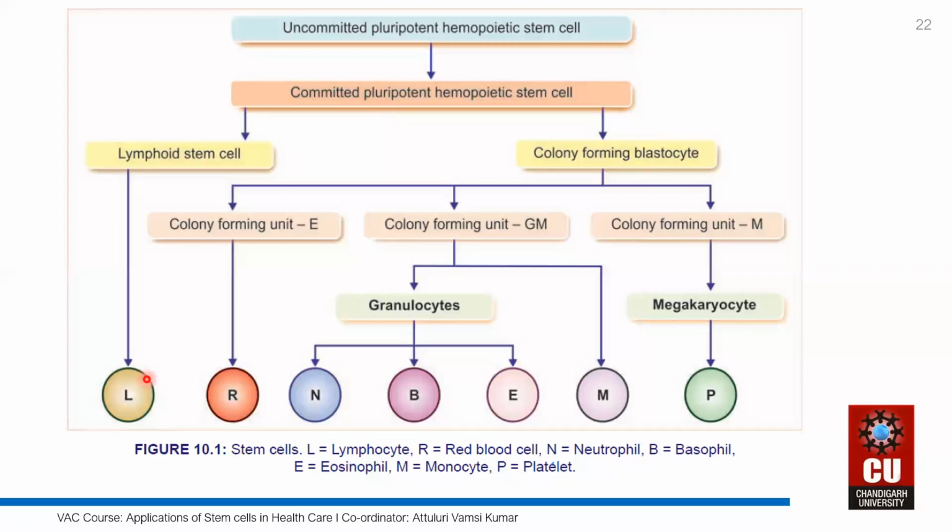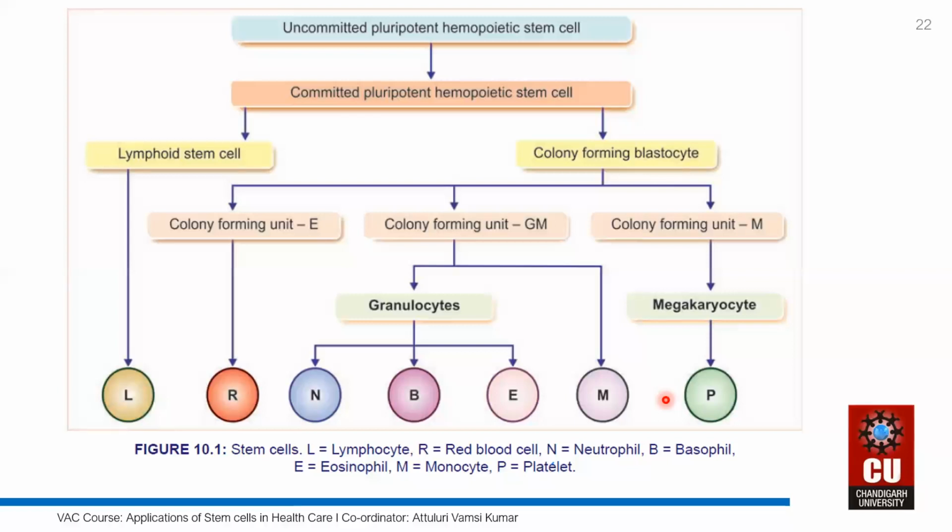Lymphoid colony makes lymphocytes, whereas the colony forming myeloid took three lineages. They took colony forming erythrocyte, leading to red blood cells, colony forming granulocyte monocyte, leading to neutrophil, basophil, eosinophil, and monocytes, and colony forming unit megakaryocyte. This will give the platelets. See how a single committed pluripotent stem cell gives rise to all types of blood cells in the body.